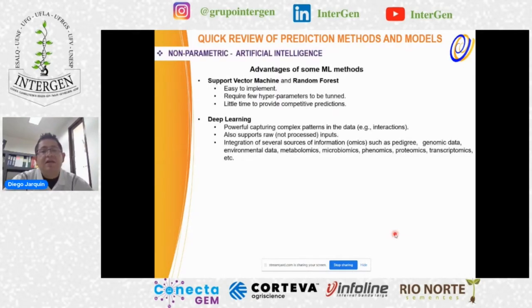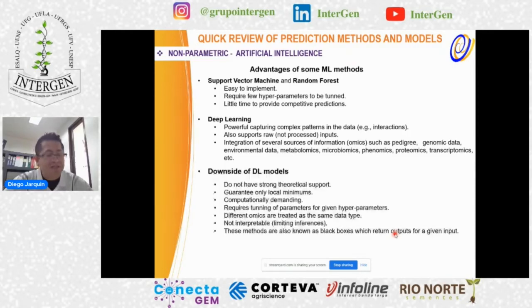So there are some advantages of the machine learning methods, support vector machine and random forest. They are very easy to implement, require very few parameters to be tuned, and take little time to provide complete predictions. Deep learning is very powerful, capturing complex patterns in the data, like interactions. It also supports raw data, so there is no need to process the data. We have integration of several sources of information, omics, such as pedigree, genomic data, environmental data, metabolomics, microbiomics, phenomics, proteomics, transcriptomics, etc.